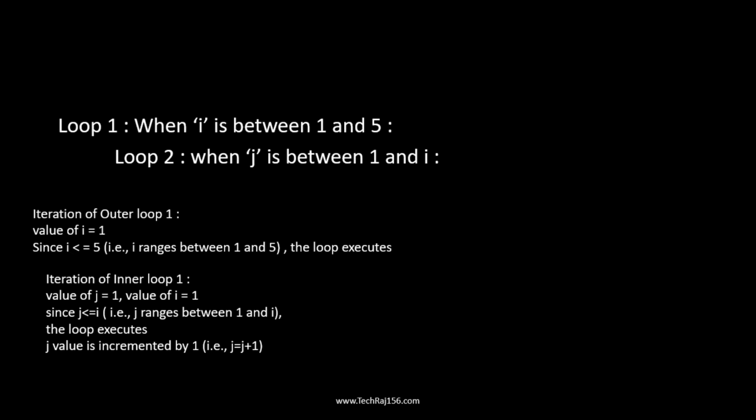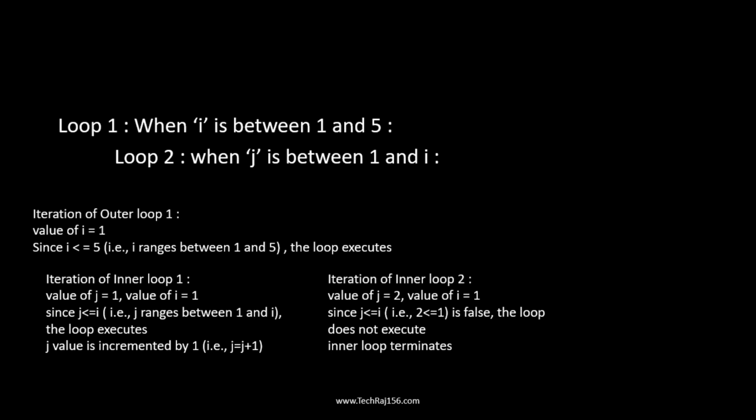Once the j value is incremented by 1, the second iteration of the inner loop starts. In the second iteration, the value of j is 2 and the value of I is 1. j less than or equal to I implies 2 less than or equal to 1, and this is actually a false statement, which means the condition is not satisfied. So since the condition is not satisfied, the loop does not execute.